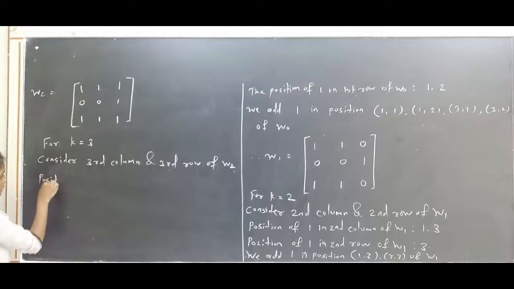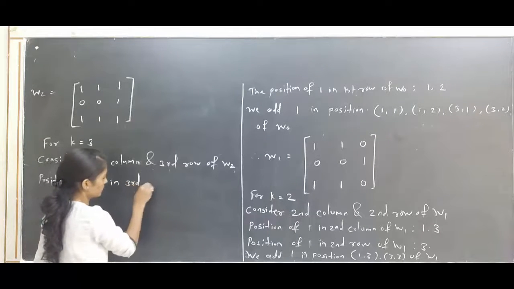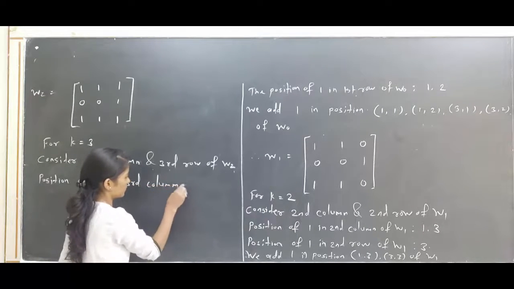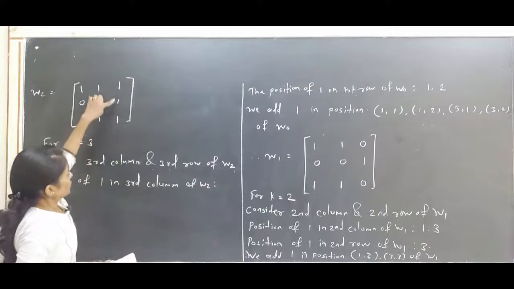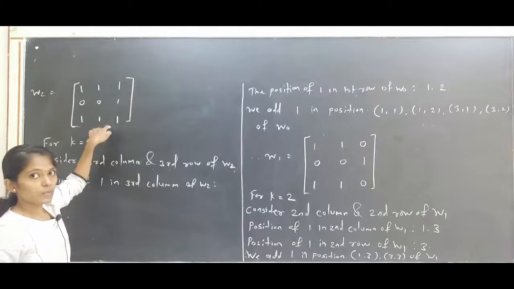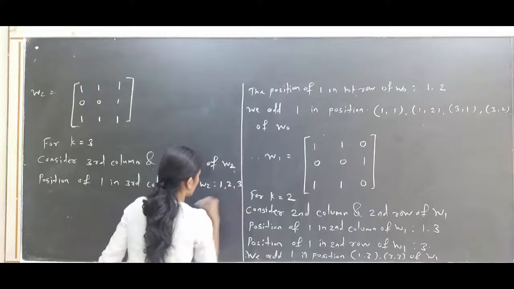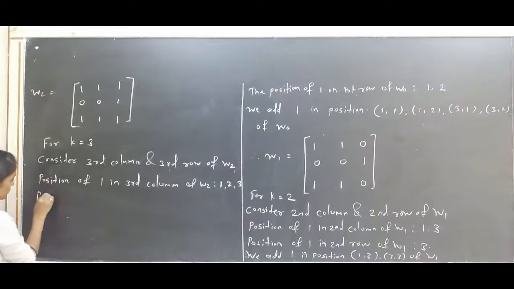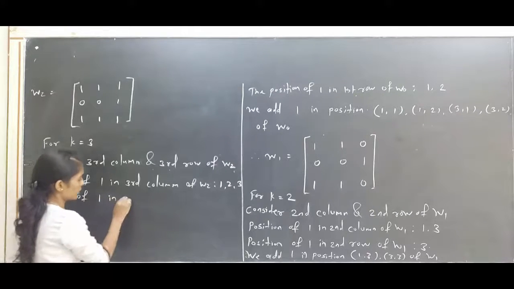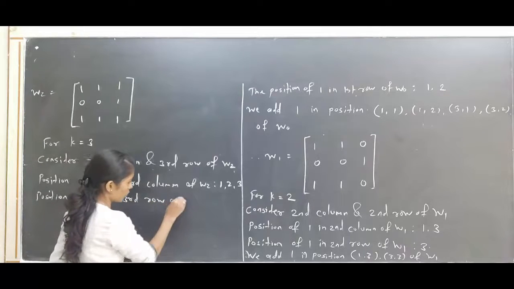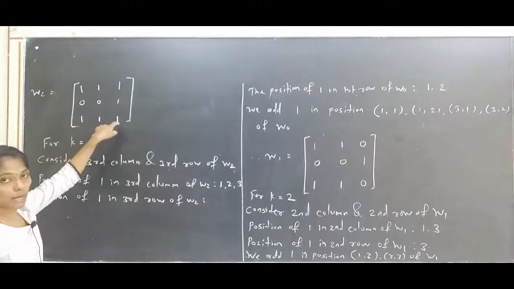So find the position of 1 in the third column of W2. 1, 2 and 3. So 1 is placed in positions 1, 2 and 3 of W2. Now the position of 1 in the third row of W2. The third row of W2 is again 1, 2 and 3.